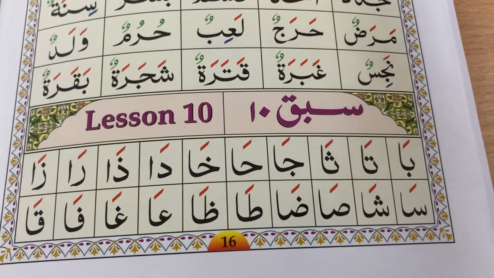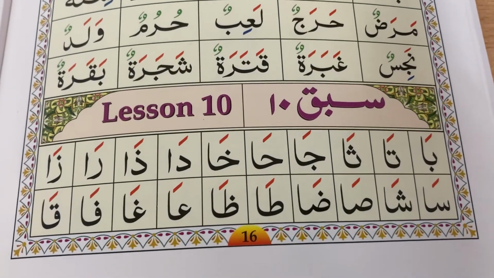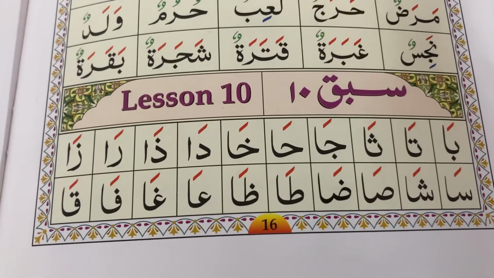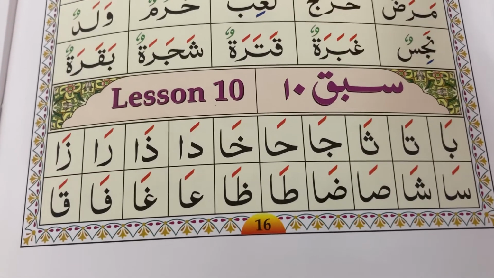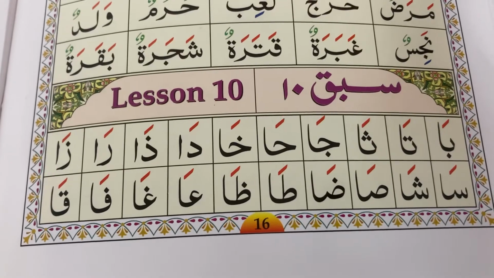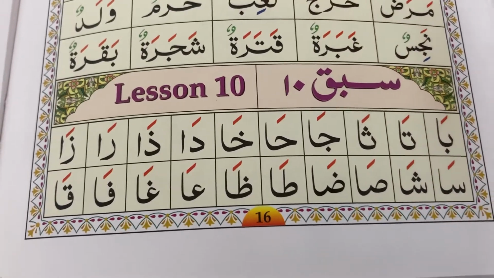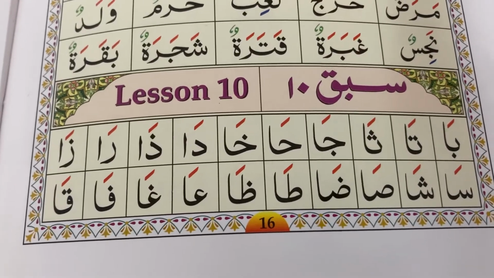The second type is when there is a ya and before the ya there is a zair, a kasra. And the third type is when there is a waw and before the waw there is a pesh or a dhamma. So these three types are called Huroofe Mad or Huroofe Illat.